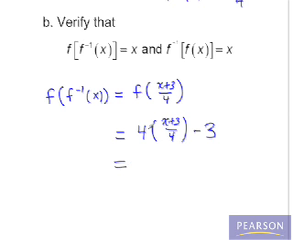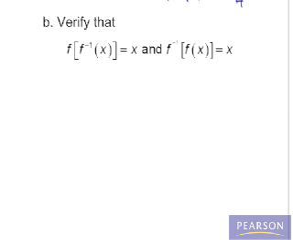And now when we simplify, what happens? 4 times this fraction, the 4's divide each other out, and we're left with x plus 3 minus 3, and that simplifies to x. So we have verified the first part, that f of f inverse of x does simplify to x. Now we have to test the second part.